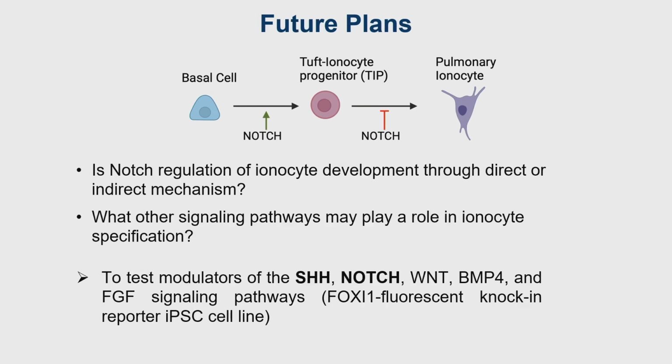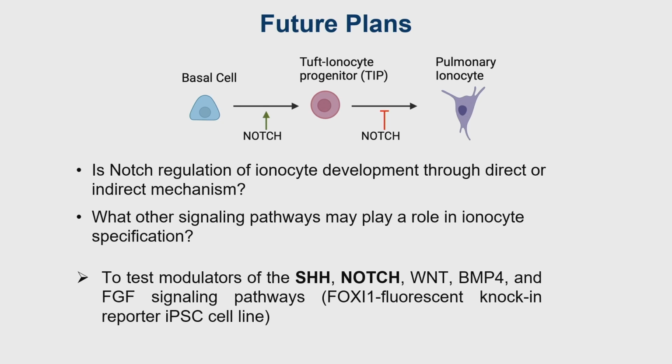And in the future, we still have a lot of questions to answer, right? Because this is very preliminary work. We still need to look at the notch regulation to determine: is it doing this directly or indirectly? Because within the time points that we're looking at, about 3 weeks, a lot could be happening. And it could be affecting another pathway that is having a more direct effect on ionocyte differentiation. So we have to figure out, is it direct or indirect?